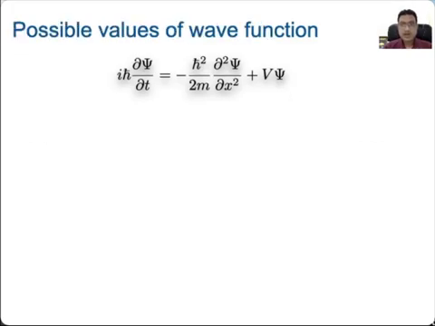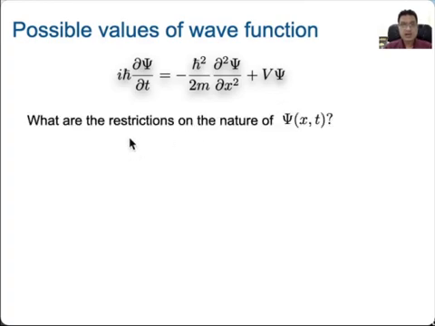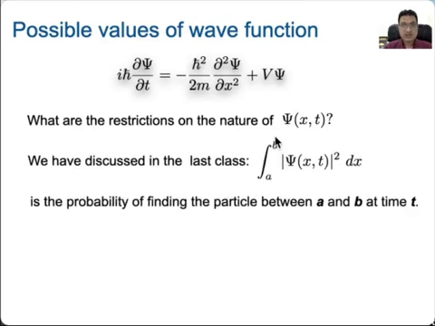Okay. Now, what are the possible values of the wave functions? So far, we have talked about the operators. Now, what are the possible values of the wave function, or what form of the psi is acceptable and what form of the psi is unacceptable? Let's discuss this in detail. Okay. So, what are the restrictions on the nature of psi of x,t?